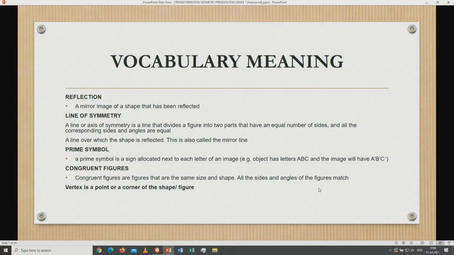The last term is a point, a vertex. A vertex is a point or a corner of a shape. So when you talk about a vertex, you talk about a corner of a shape or a figure.